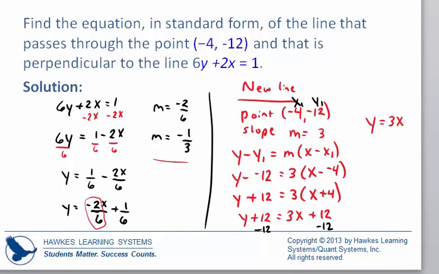So then I'm going to subtract the 3x from both sides, which will bring the variables to the left, which is what I need for standard form. So I have negative 3x plus y is equal to 0. And that is standard form, to have your x, your y, and your number.